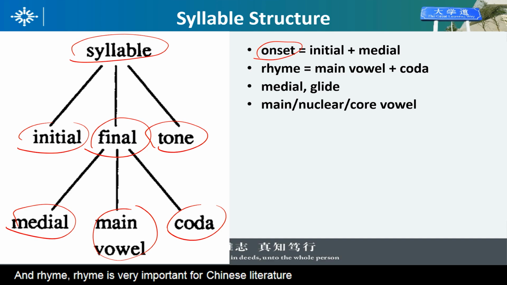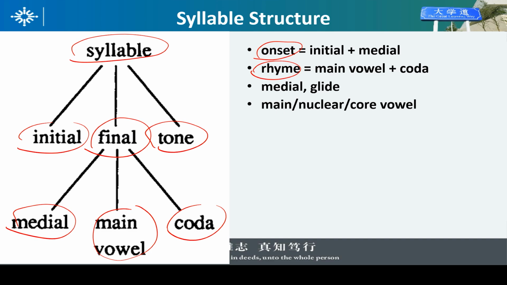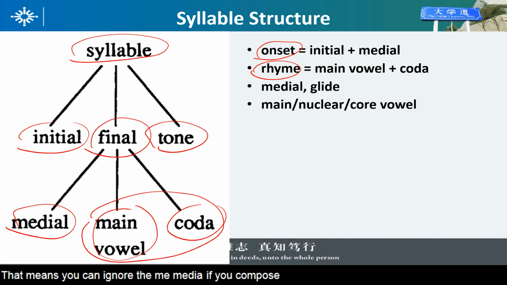And rhyme is very important for Chinese literature and poetry. If you compose a poem, you need to understand rhyme, even in old times. The rhyme refers to the main vowel and coda. That means you can ignore the medial if you compose a poem. Okay, that's the information here on this page.